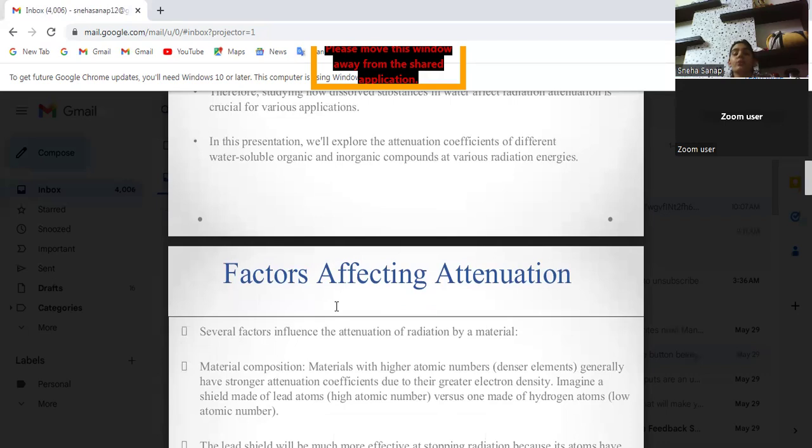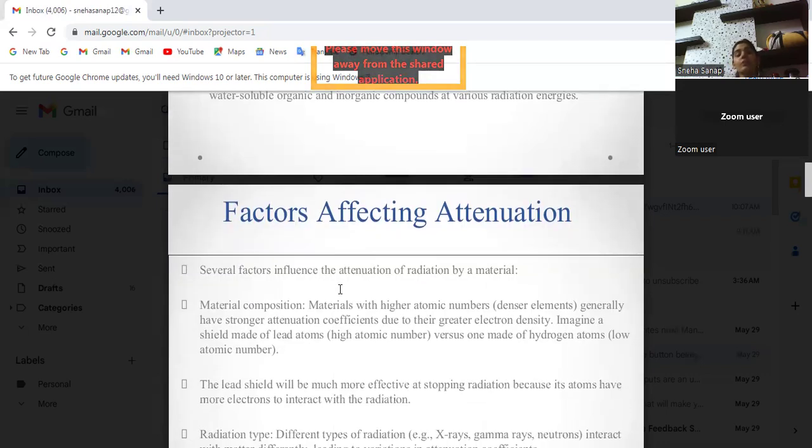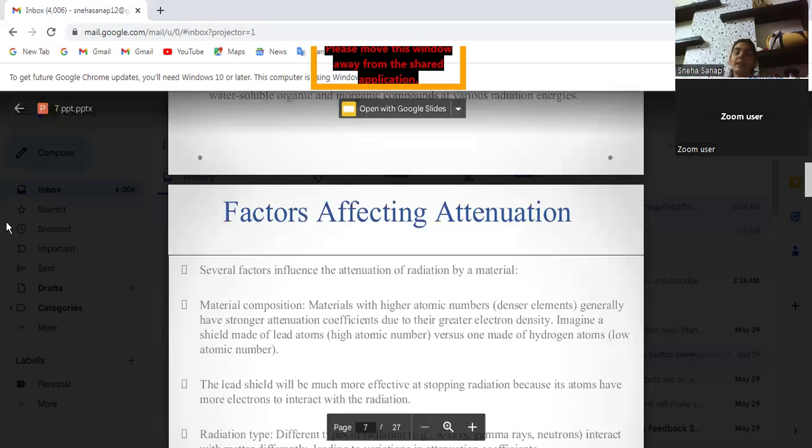Factors affecting attenuation: we have to find out how all these factors affect attenuation. Several factors influence the attenuation of radiation by a material. First, material composition: materials with higher atomic numbers generally have a stronger attenuation coefficient due to their greater electron density. Imagine a shield made of lead atoms and another made of hydrogen atoms, which have a low atomic number.